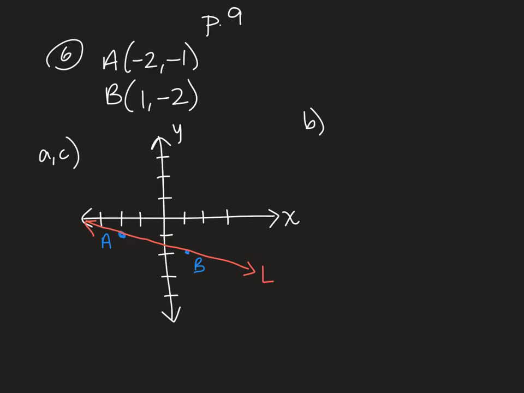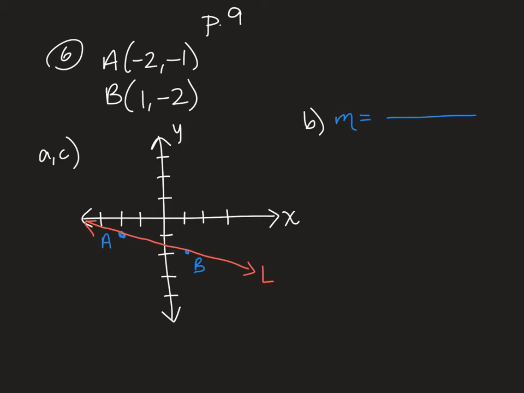Okay, part B asked us to find the slope. You could do this in a couple ways. You could just go from the left point to the right point, A to B, and see that we're falling 1 and running 3, so our slope is -1/3. You could also find that the slope is -1/3 by using the slope formula.